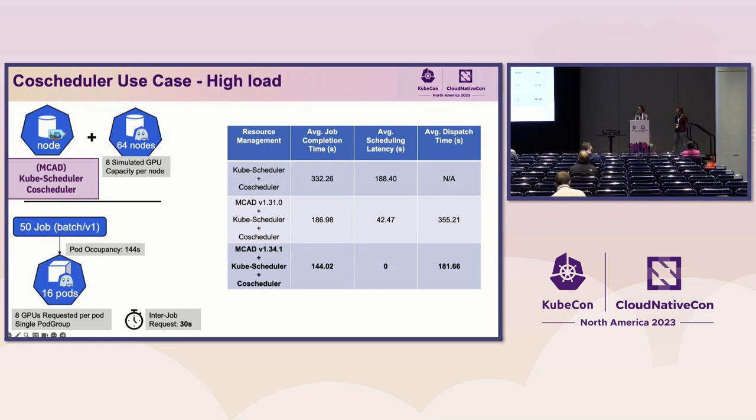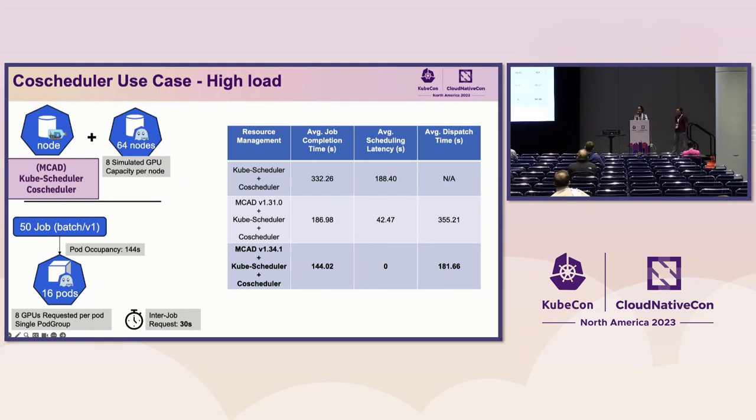But when I did these experiments with MCAD version 1.31.0 during my summer internship, what we observed was an average job completion time of 186 seconds. This was not anticipated. Something wrong was going on. In fact, there were a lot of false positives, and there was a significant dispatch time. So we needed to optimize MCAD.